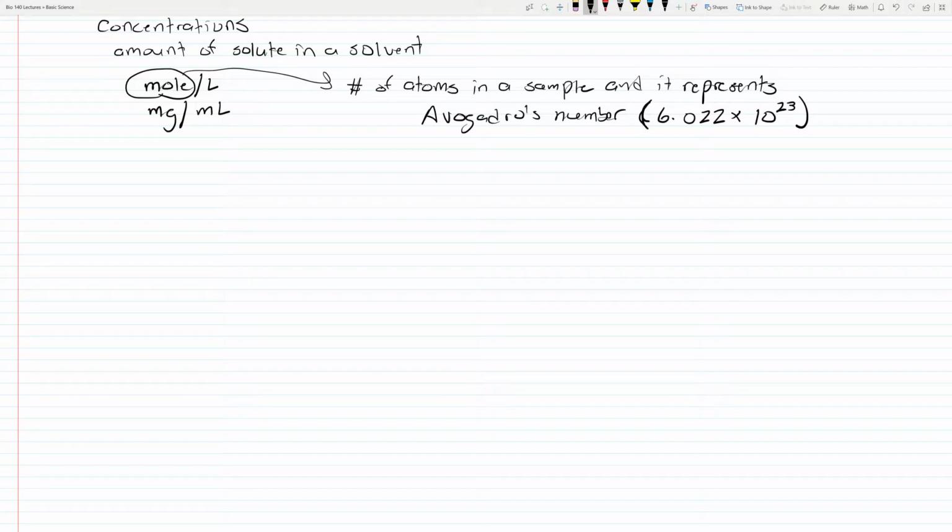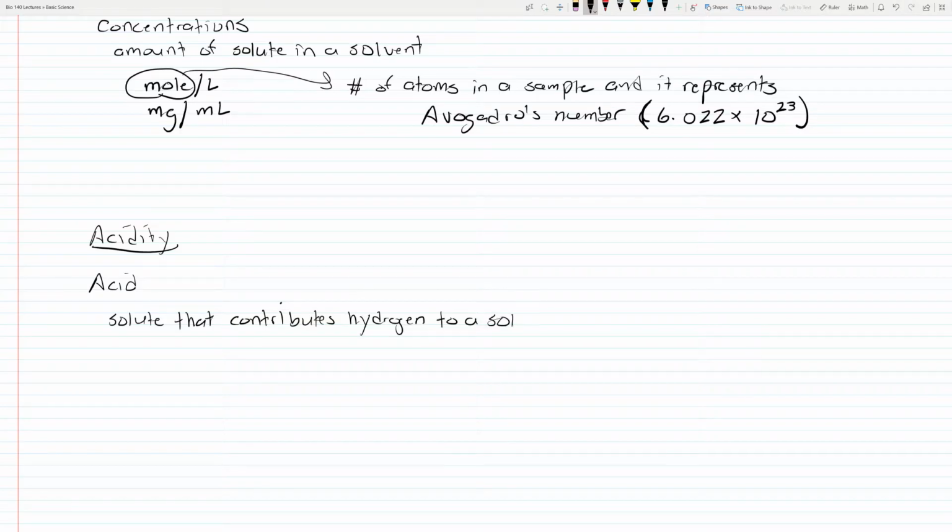So, acidity, let's start here. We'll start with acids. An acid is a solute that contributes hydrogen to a solution. Contributes hydrogen to a solution. Now you may be like, what are you talking about? And if that's crossed your mind, I get it.